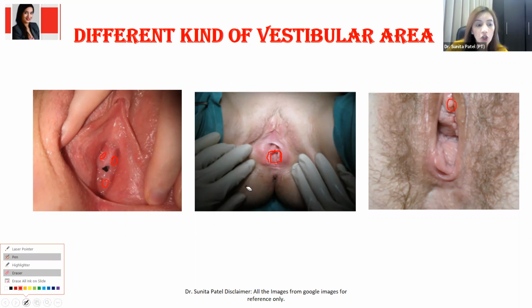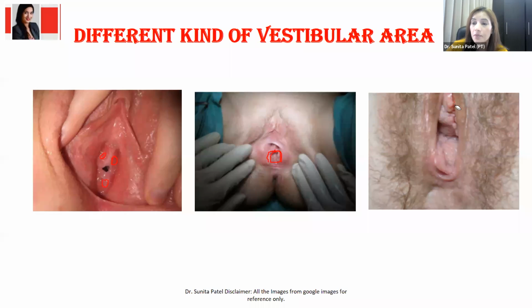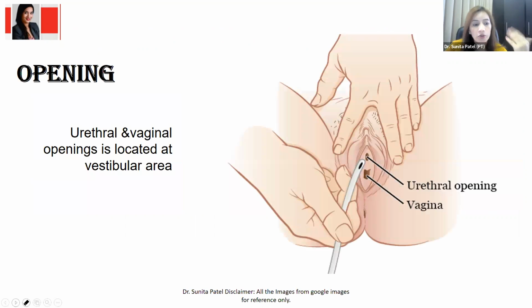Urethral opening should not be that much visible. In this case, you can't see urethral opening. Even here also, it is very hard to see urethral opening. But in this, it is visible. So we call it a urethral prolapse. Sometimes the urethral canal can start coming out, like protruded outside. So that you can also see.